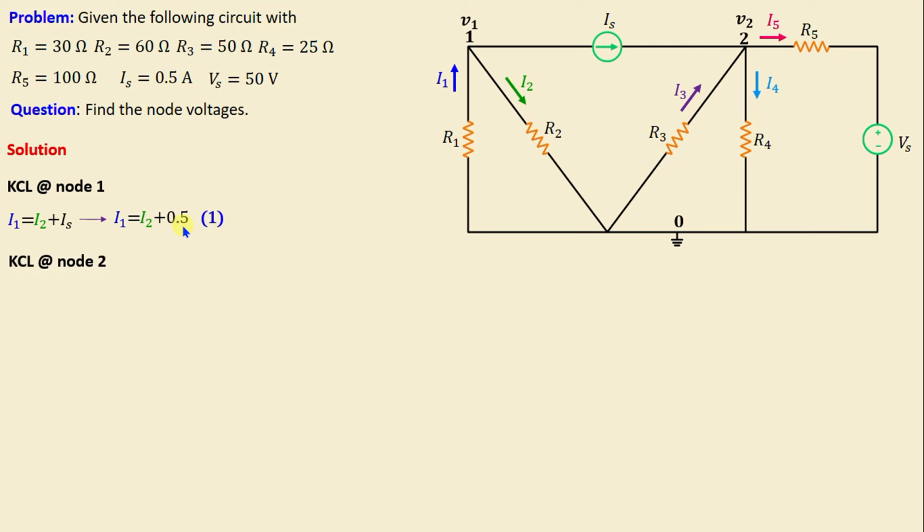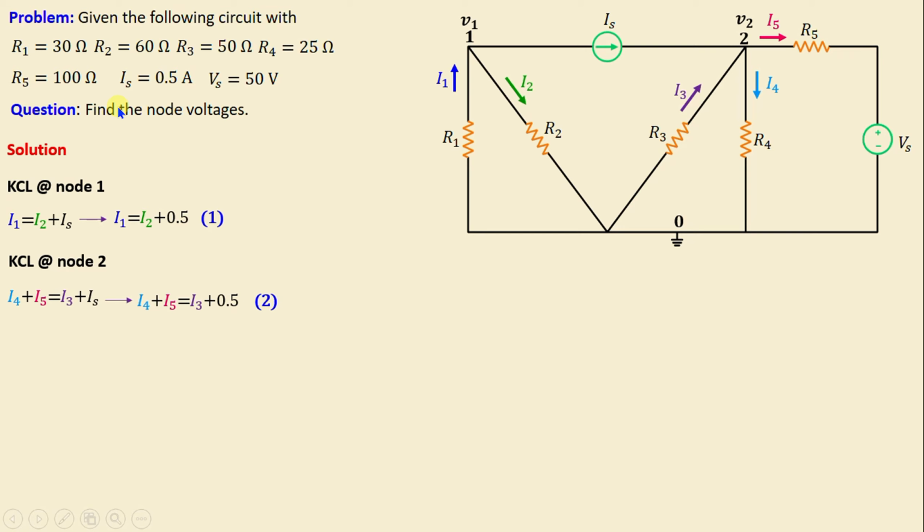Let's move on to node 2. By applying KCL at node 2, we can write I4 plus I5 is equal to IS plus I3. And if we replace IS with its numerical value, we obtain I4 plus I5 is equal to I3 plus 0.5.